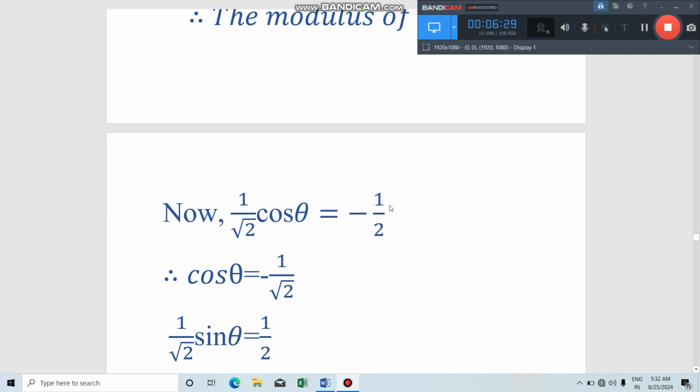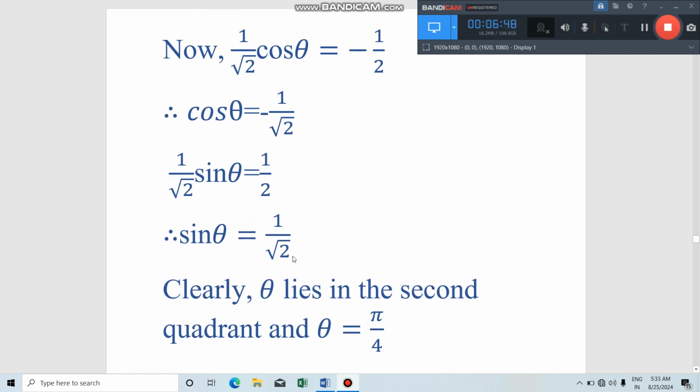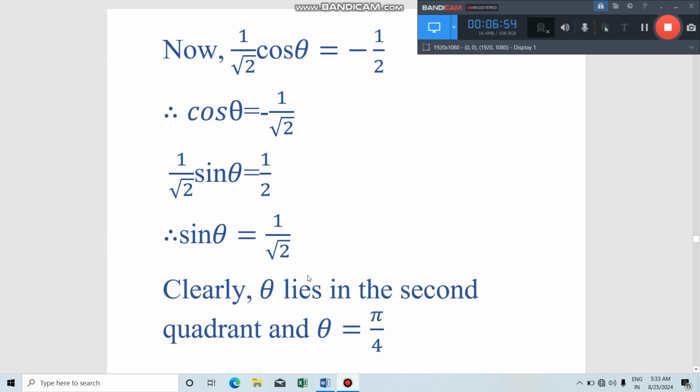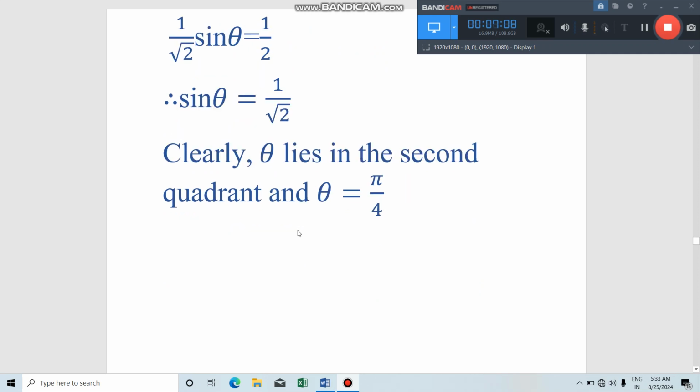Now therefore r cos θ equals −1/2. So here we will put the value of r here. So it will become 1 by root 2 into cos θ equals minus half. Now cos θ equals minus 1 by root 2 after simplification, and 1 by root 2 sin θ equals 1 by 2, therefore sin θ equals 1 by root 2. So clearly here θ lies in the second quadrant, because we know the all-sine-tan-cos formula. In the second quadrant, sine is positive and cos θ is negative. Now here θ will become π/4, that is 45 degrees.